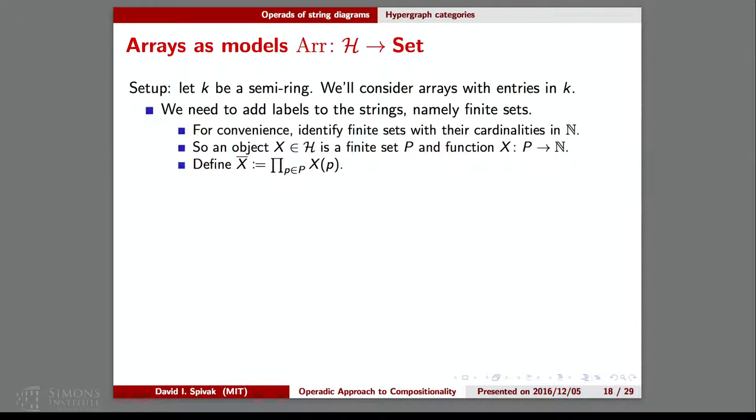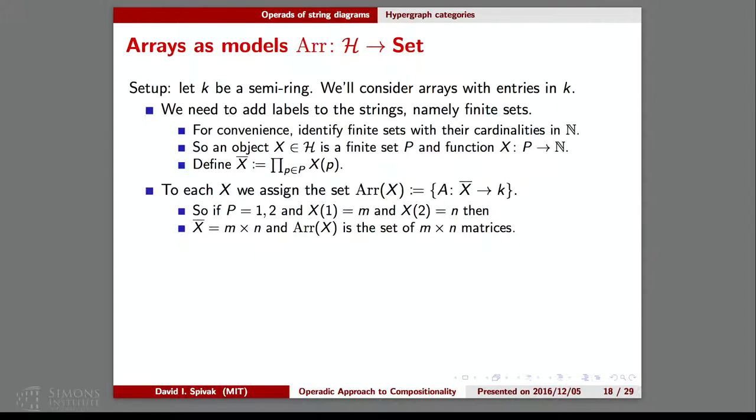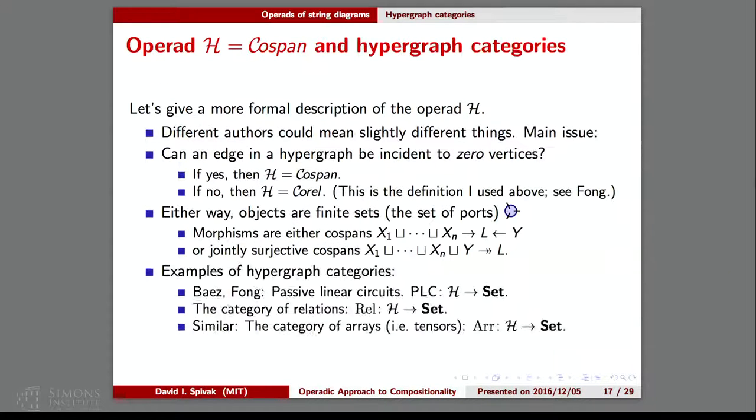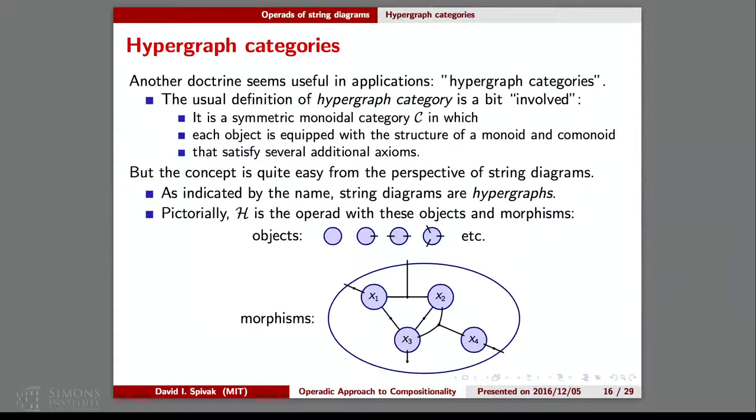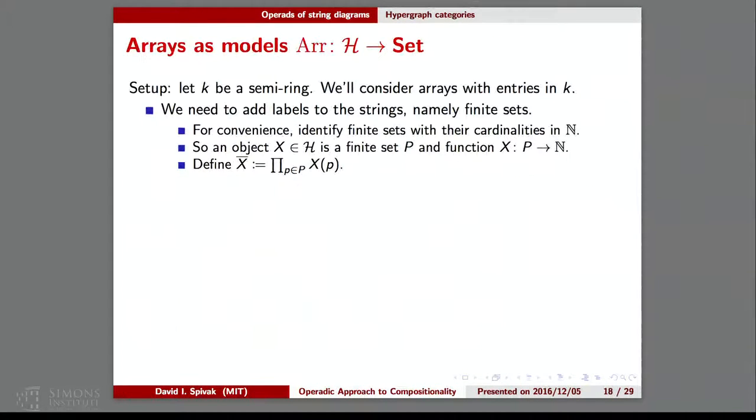So I don't know if this is really worth saying really carefully. In these pictures here, you have little cells with ports, and we're going to wire them together. So given a cell with ports, that's X, it's got not only a set of ports, but it's also got a label for each port, namely a finite set of indices for your array.